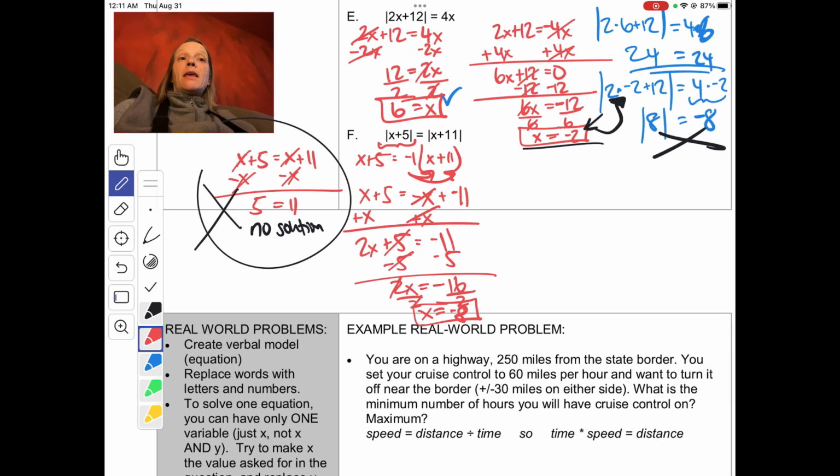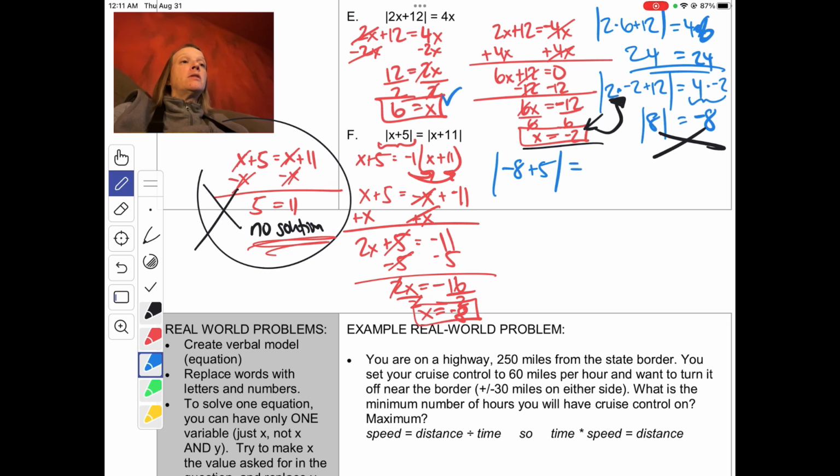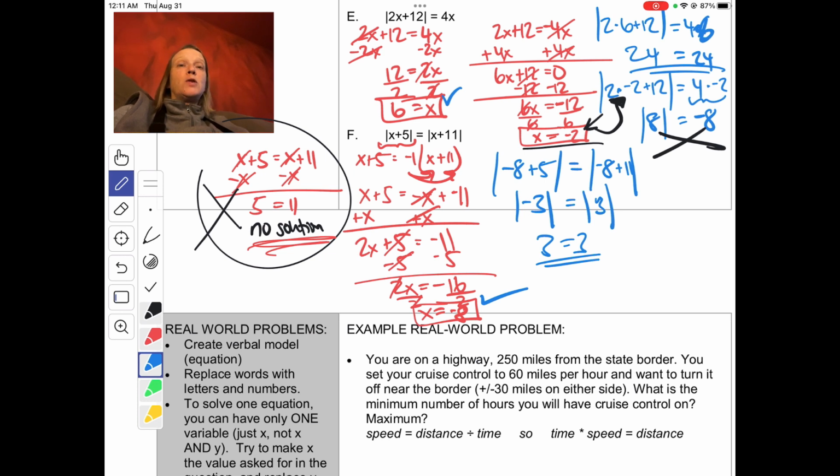Here I had no solution. Here I had negative 8 as my solution, but I should go back and check to make sure that negative 8 actually works as a solution. So I plug it back into my original equation. Negative 8 plus 5 is negative 3, and negative 8 plus 11 is positive 3. The absolute value of negative 3 and the absolute value of positive 3 is in fact 3. So this is a valid solution to the equation.